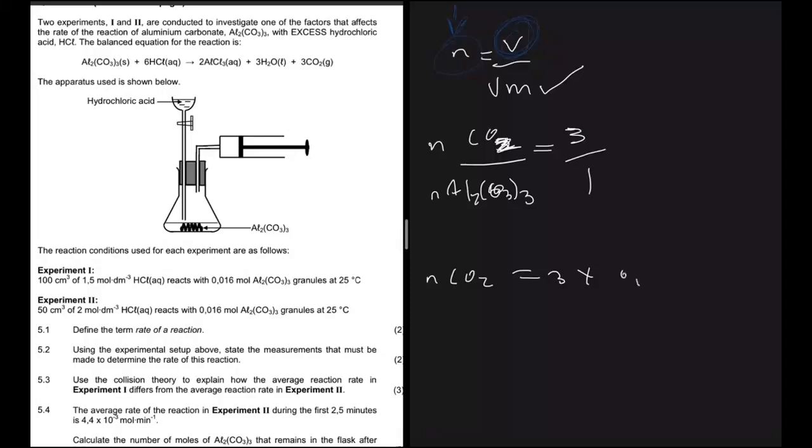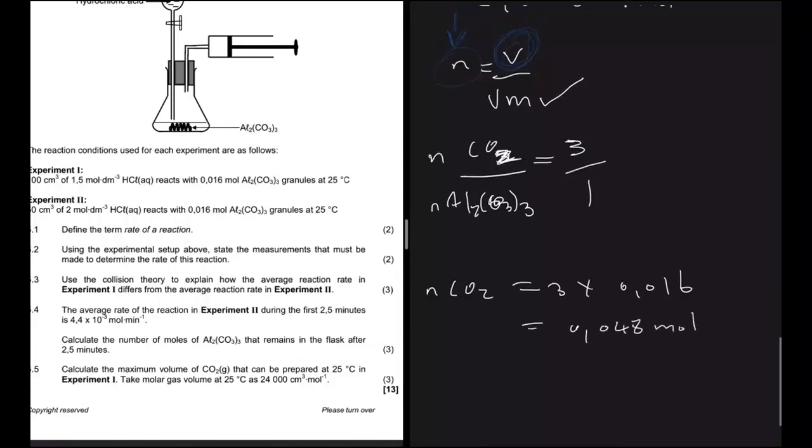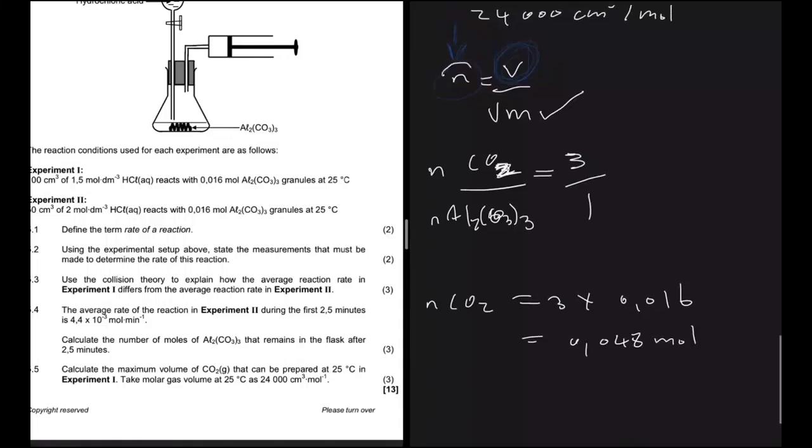That is 0.016, right? Because the number of moles of aluminum carbonate is 0.016, and the HCl is in excess. So at the end of the day, all the aluminum carbonate is going to get used up. So let me just put that in the calculator real quick. That is going to give us 0.048 moles. So now we have the n we were looking for here.